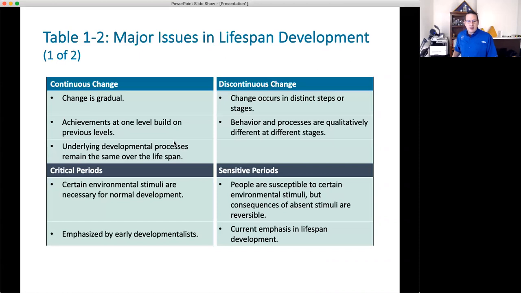So let's talk about the different issues and how they occur in lifespan development. As you can see here, we have a couple different options. We have continuous change and we have discontinuous change. Now this applies to some of the theories that we're going to be talking about. For example, Piaget is very discontinuous. That means when stage 1 has been achieved according to Piaget's standards, we're going to see them move on to stage 2.